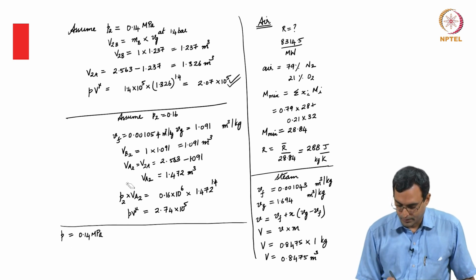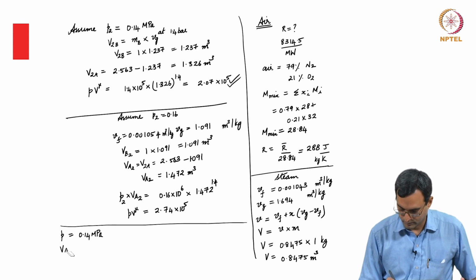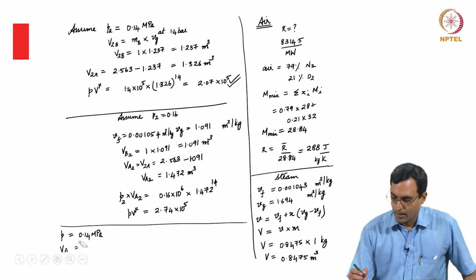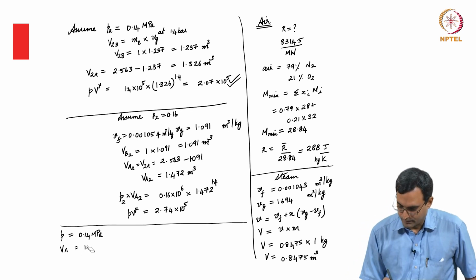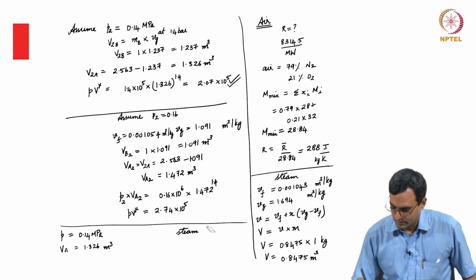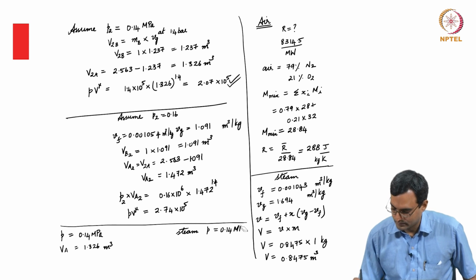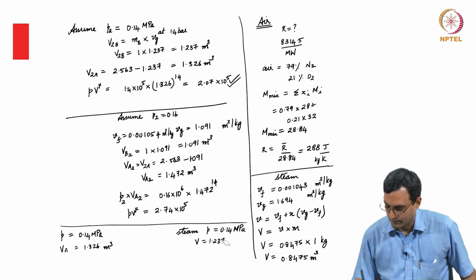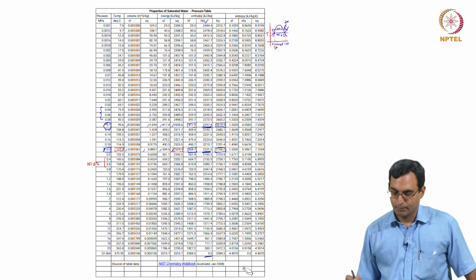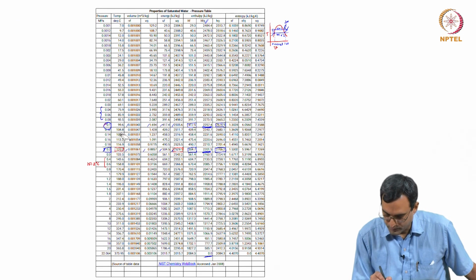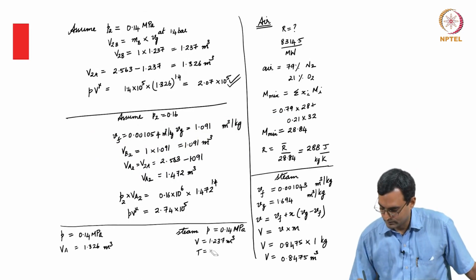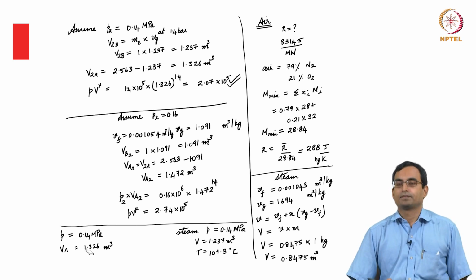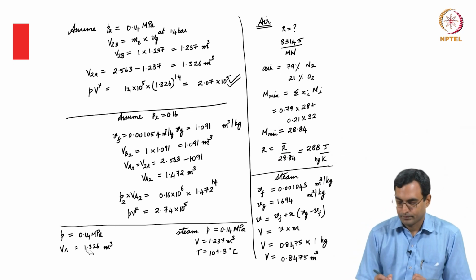The volume for A is 1.326 meter cube. For steam, pressure is again 0.14 megapascal. The volume of the steam is 1.237 meter cube. In the case of steam, I can also tell the temperature directly, because at 0.14 the temperature is 109 degrees centigrade.